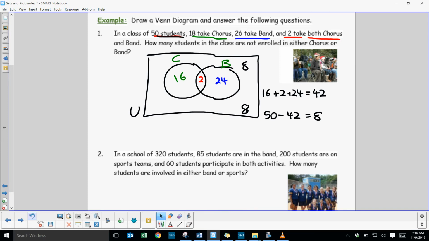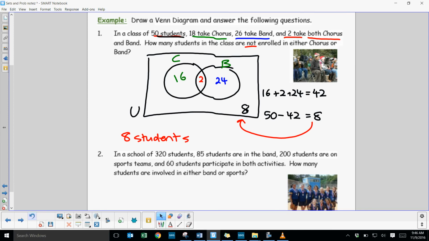So I'm just going to put a little arrow. I look back and remember how I got that number 8. So the answer is 8. How many students studied either chorus or band? Don't forget to write your final answer. Sorry, neither chorus or band. They're not enrolled in either chorus or band, because of the word not. So we were correct, it's 8 students. Don't forget to write that at the end.